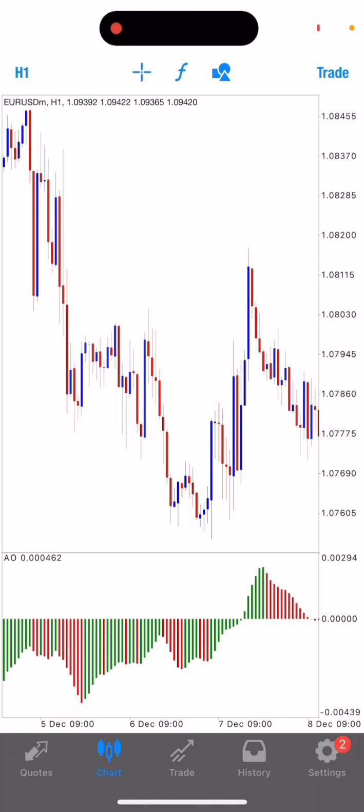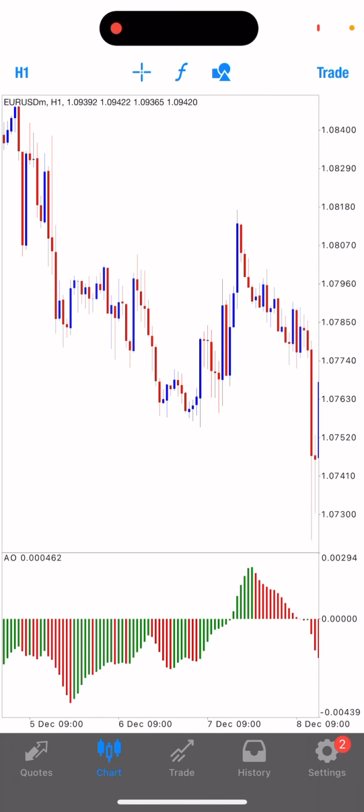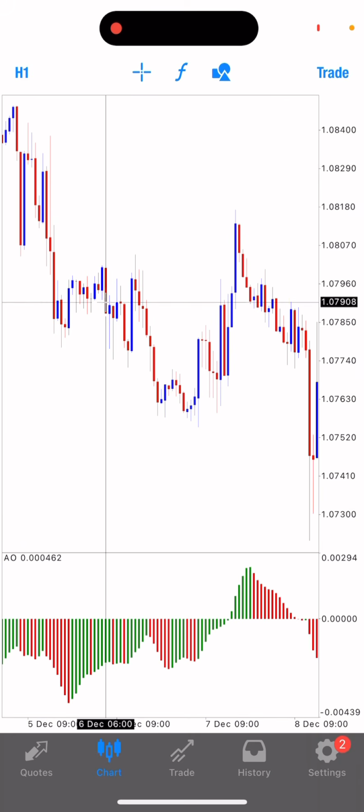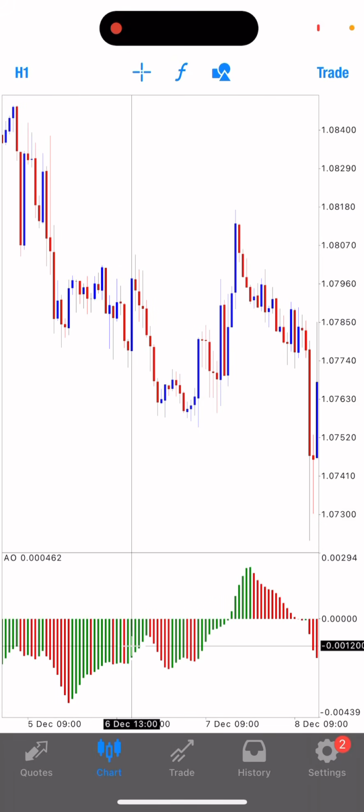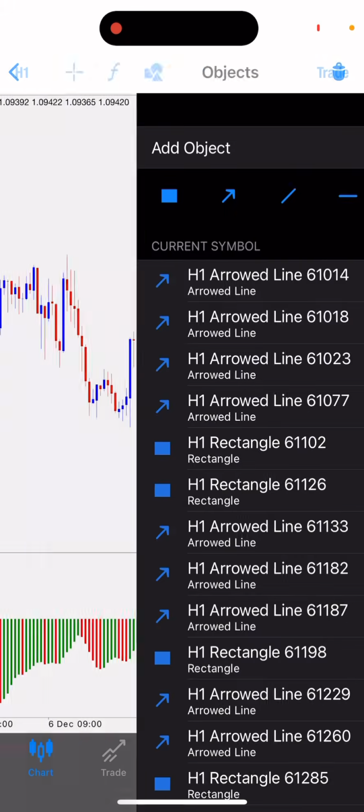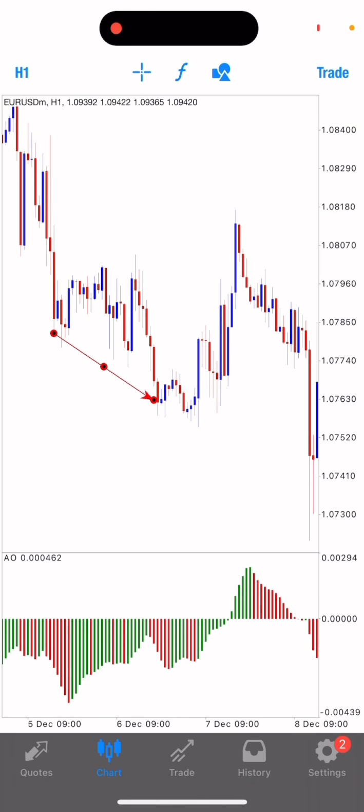Okay, so guys, here is another example. So guys, here market formed a lower low here. So awesome oscillator also formed a lower low here. Okay, so market formed a lower high here. Awesome oscillator also went up here. Okay, so here market formed a lower low again. Okay, so this is the first lower low here, and then this is the second lower low here again.